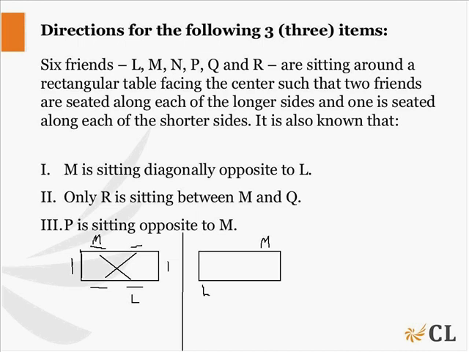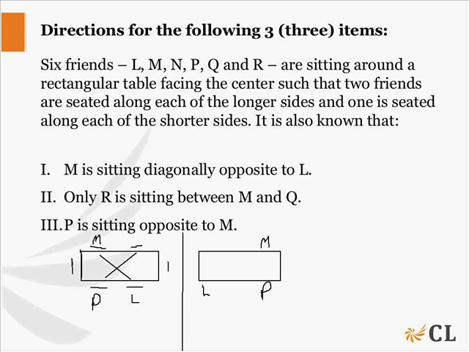Okay, second phase, only R is sitting between M and Q. Now this gives you again lots of possibilities, so we'll first check the third statement. Third is saying P is sitting opposite to M. So P is sitting opposite to M, that means either it will be here, and in this case it will be here.